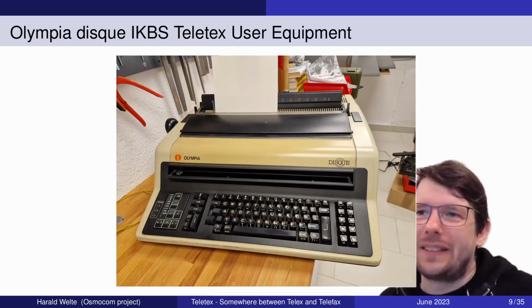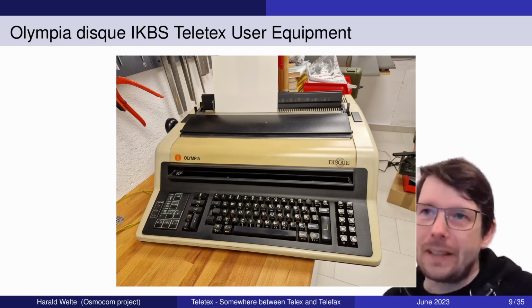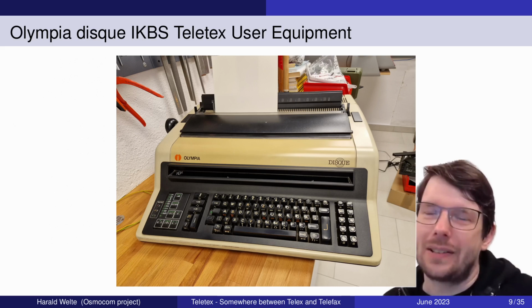So this is the unit that I have here. It's called an Olympia disk with IKBS. The Olympia disk, I think, is the normal electronic typewriter, and the IKBS is the internal communication module that was added to it. You can see it's actually an A3 paper size. This is an A4 page here in the paper slot. So you could do A4 in landscape mode or A3 sized letters with this device. There's a 2-line VFD display here that you can see.